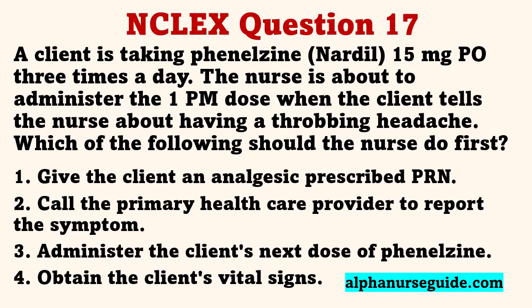Obtain the client's vital signs. Rationale. The nurse should first take the client's vital signs because the client could be experiencing a hypertensive crisis, which requires prompt intervention. Signs and symptoms of a hypertensive crisis include occipital headache, a stiff or sore neck, nausea, vomiting, sweating, dilated pupils and photophobia, nosebleed, tachycardia, bradycardia, and constricting chest pain.